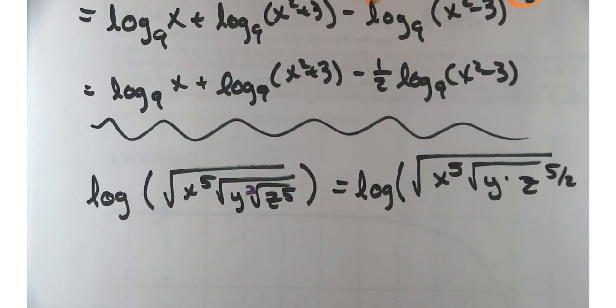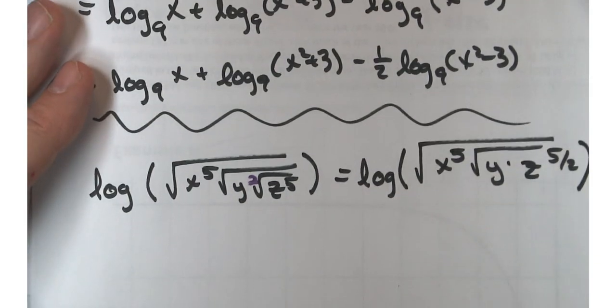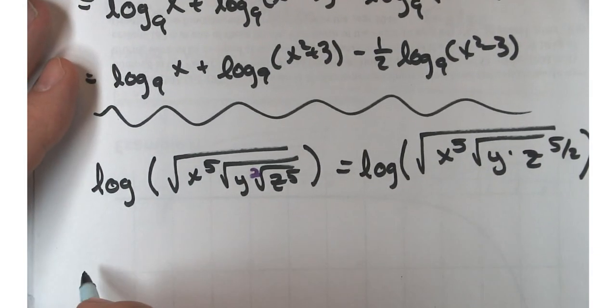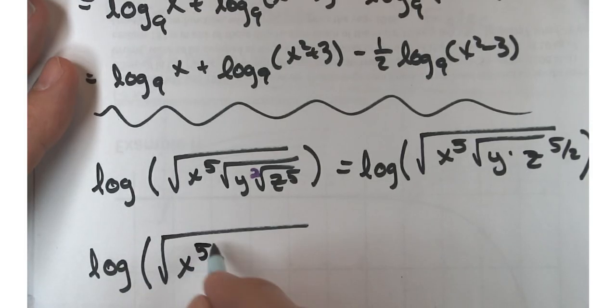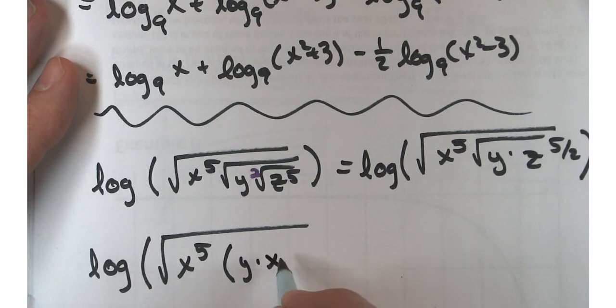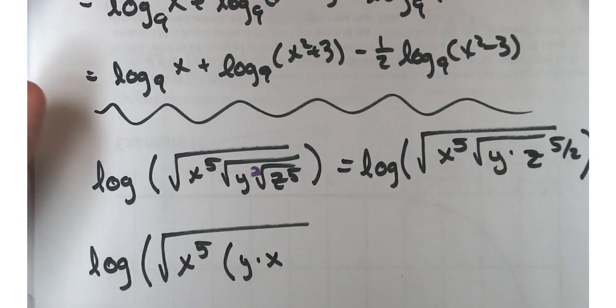Okay, let's keep going. Log of the square root of x to the 5th. And now I'm going to replace this y times z to the 5/2.